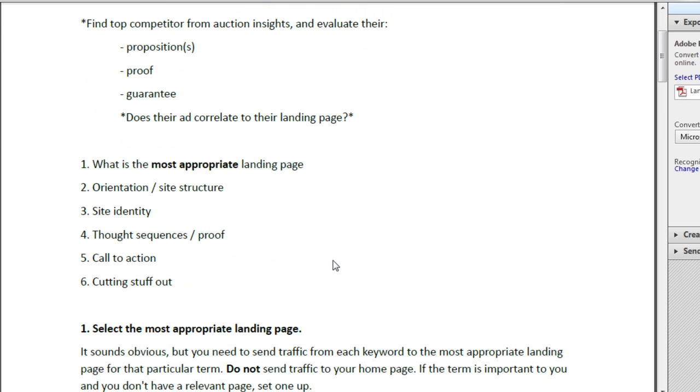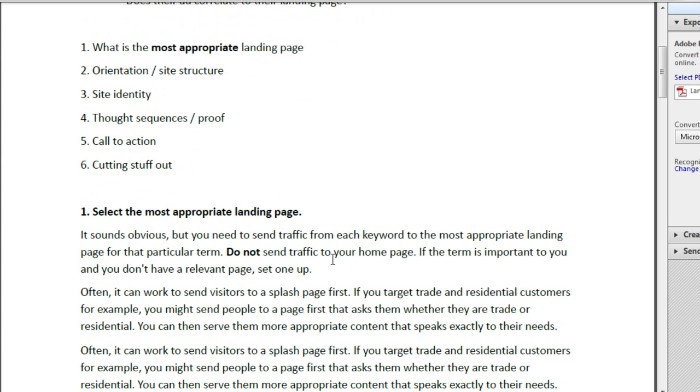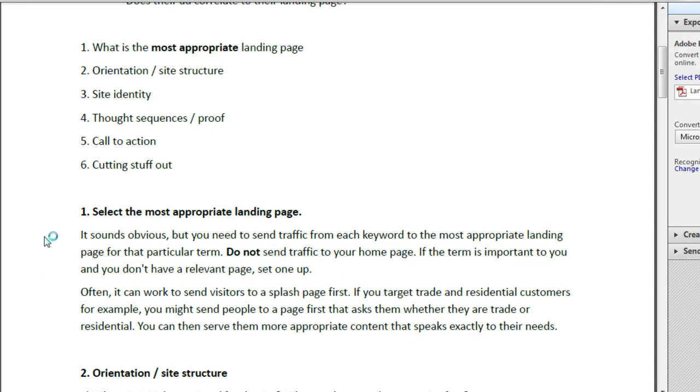What you're going to do then is you're going to identify for each of the keywords in your account what the most appropriate landing page is to send people to. And this sounds really obvious, but a lot of AdWords advertisers slip up by not sending people to the most appropriate landing page. If you have a keyword where you feel that you don't have a particularly good landing page for that keyword, then you either need to remove that keyword from your account, or you need to set up a page on your website about that particular term.